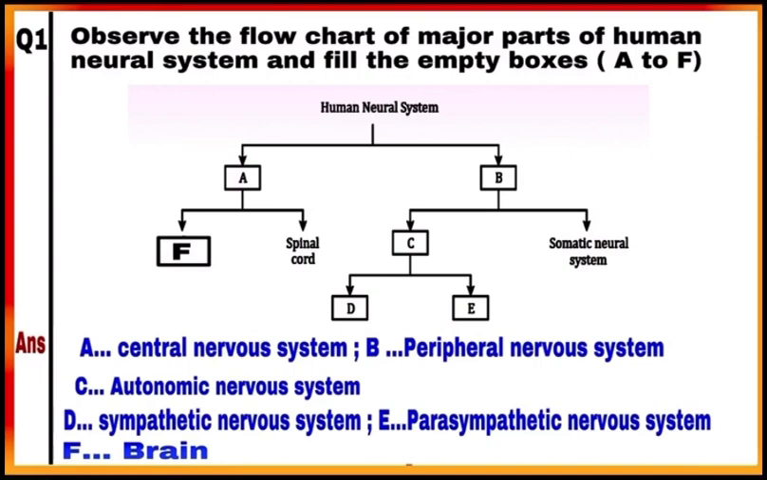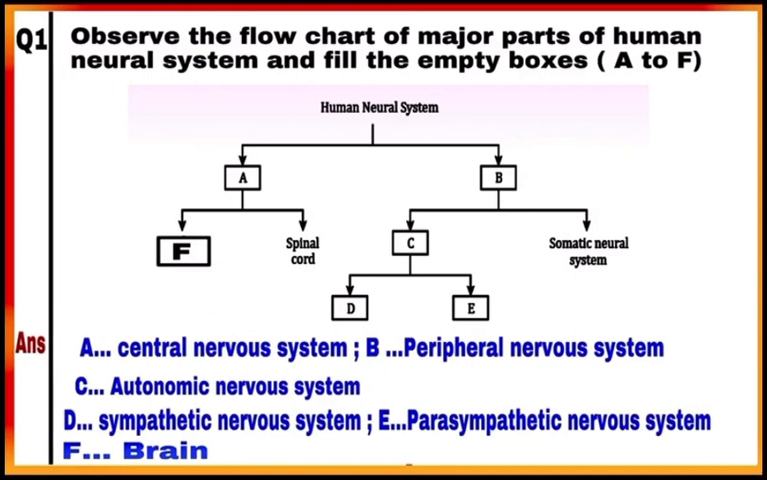यहाँ पर human nervous system का flow chart दिया हुआ है. Human nervous system is divided into two parts, A and B. A is central nervous system and B is peripheral nervous system. Further check B. The peripheral nervous system is divided into two divisions. यहाँ पर C and somatic neural system लिखा हुआ है. C is autonomic nervous system.